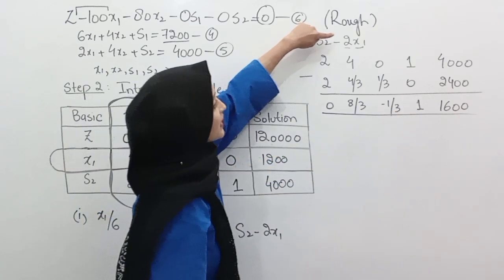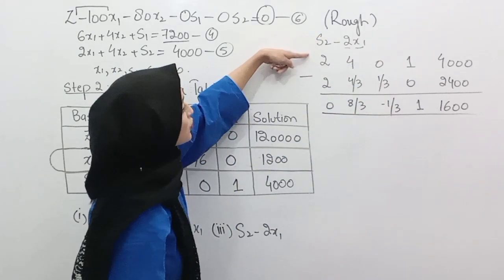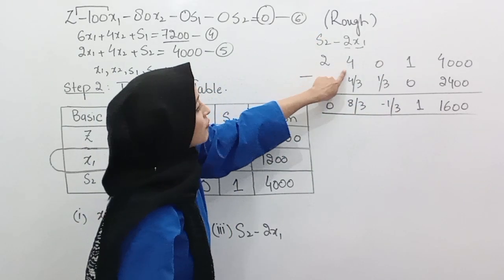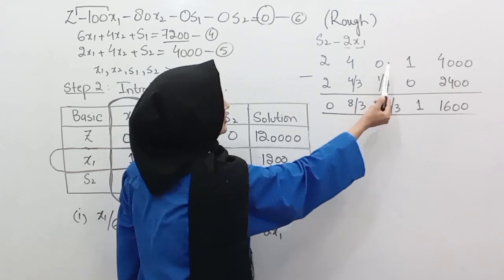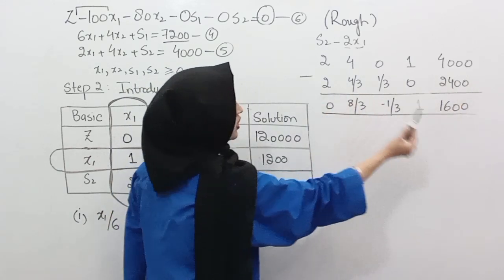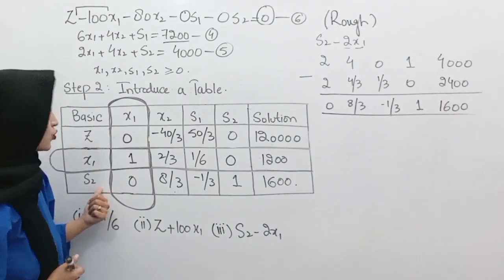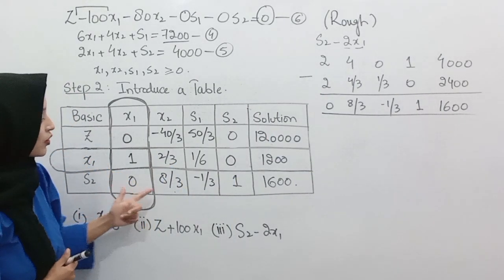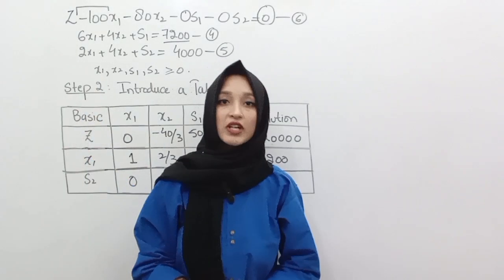Then we have to apply a negative sign here and then subtract these terms. It will give 2 minus 2 equals 0. 4 minus 4 by 3 on the calculator gives 8 by 3. 0 minus 1 by 3 gives minus 1 by 3. 4000 minus 2400 gives 1600. Replacing the previous entries of the row S2 with the new entries, we get 0, 8 by 3, minus 1 by 3, 1 and 1600. The first iteration ends here.